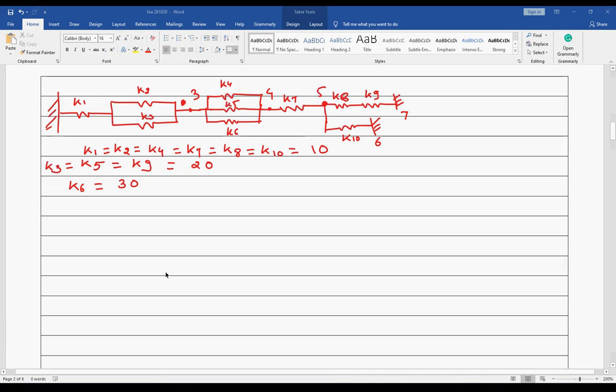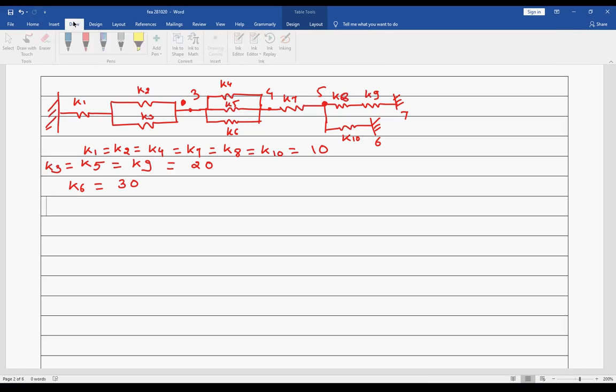Okay, fine. So now we will go with another method. You can use the conventional approach also, so it understands basically how the elimination approach works.